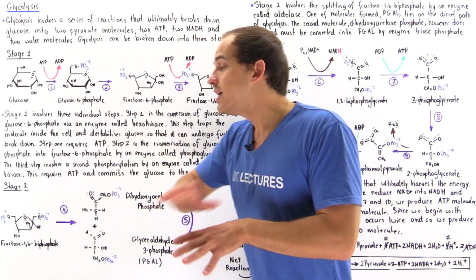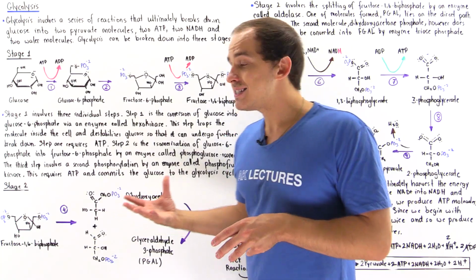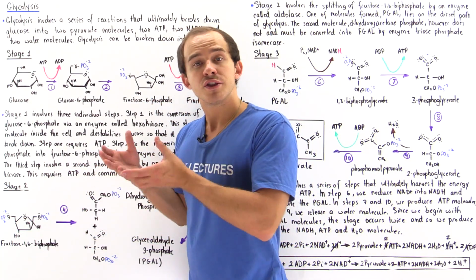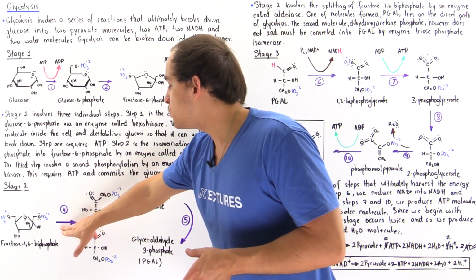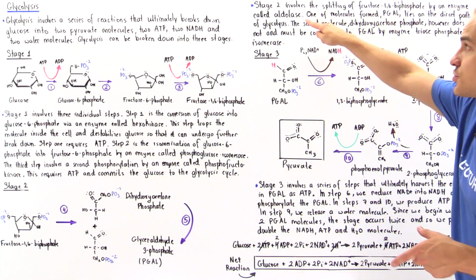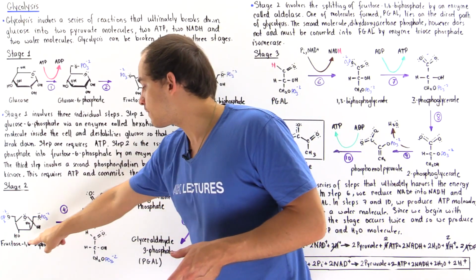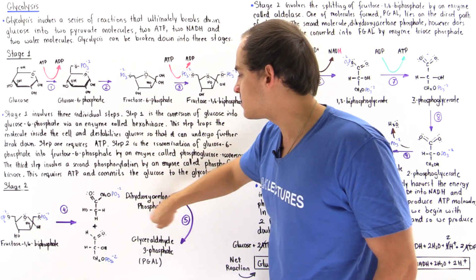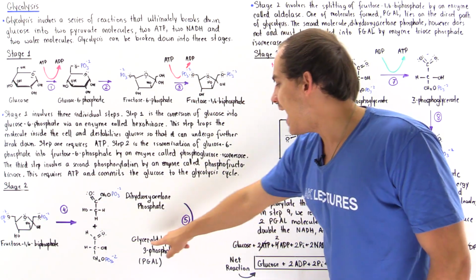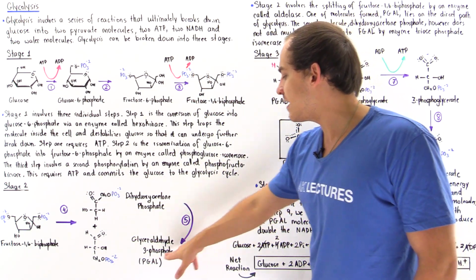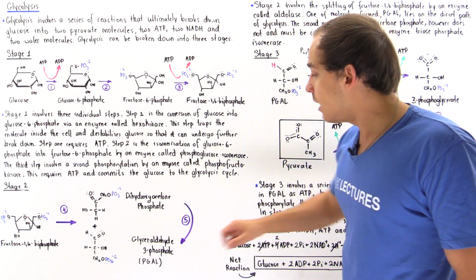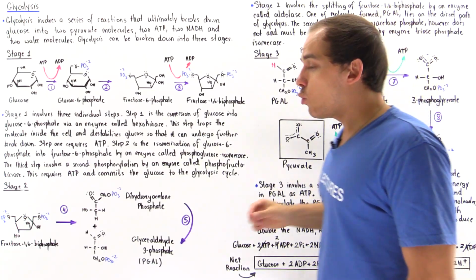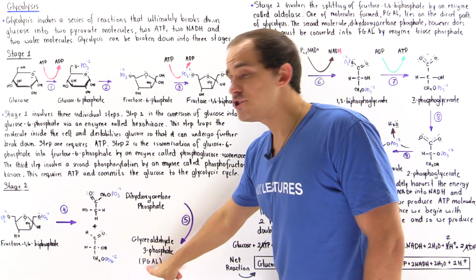In stage 2, the entire purpose of stage 2 is to basically take the high energy molecule and break it down into two 3-carbon molecules. So by using an enzyme known as aldolase, we basically transform the fructose 1,6-biphosphate into the dihydroxyacetone phosphate, this molecule, and the glyceraldehyde 3-phosphate, also known as PGAL, which looks something like this. Now, in stage 3, we actually need to use the PGAL.